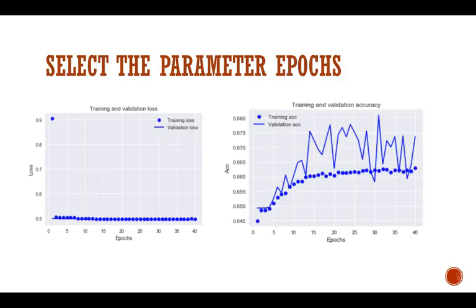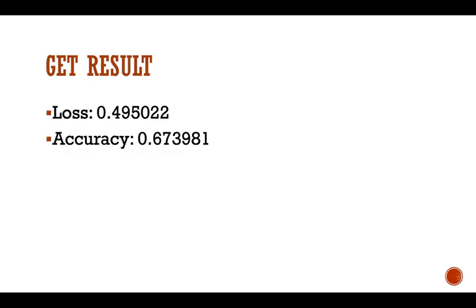From the figure of loss and accuracy, we find that validation loss is smallest and validation accuracy is largest at epoch equal to 31. Therefore, we choose epoch 31 to run the model again and get the final results. And the final result is that the loss of this model is 0.4952 and the accuracy of the model is 0.673981.